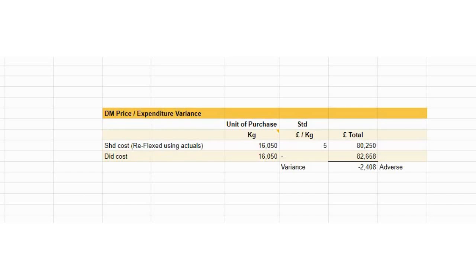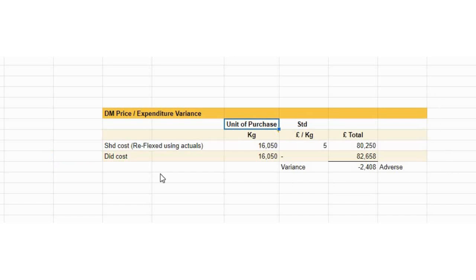And so the materials price or expenditure variance, it looks at how much should the material from the flexed budget have cost, and how much did it actually cost. Well, the way I remember all of the price or expenditure variances is by thinking of the unit of purchase, and that's a nice way that I've learned to remember it.